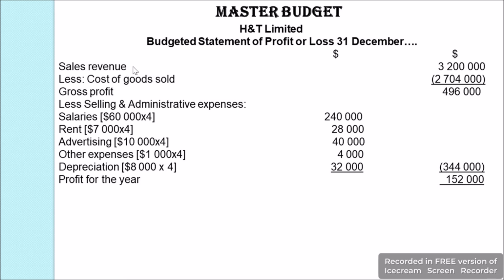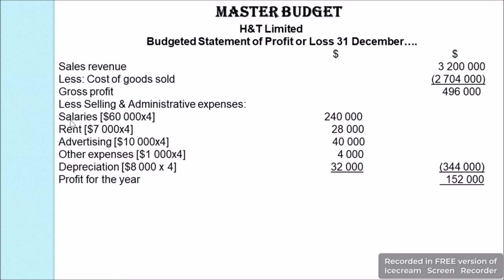Now let's make the budgeted statement of profit or loss for H&T Limited. We start with the sales revenue, and this was calculated in the sales budget as $3,200,000. From there we subtract the cost of goods sold, which was calculated in the working notes as $2,704,000. We get the gross profit as $496,000.